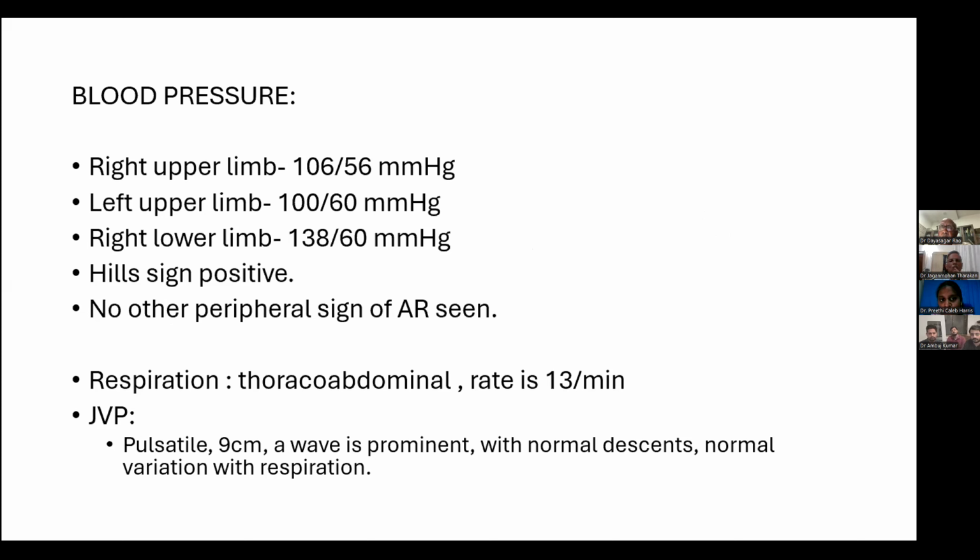Respiration is thoraco-abdominal and the rate is 13 per minute. JVP is pulsatile. It is 9 centimeters. The A wave is prominent with normal descent and normal variation with respiration.